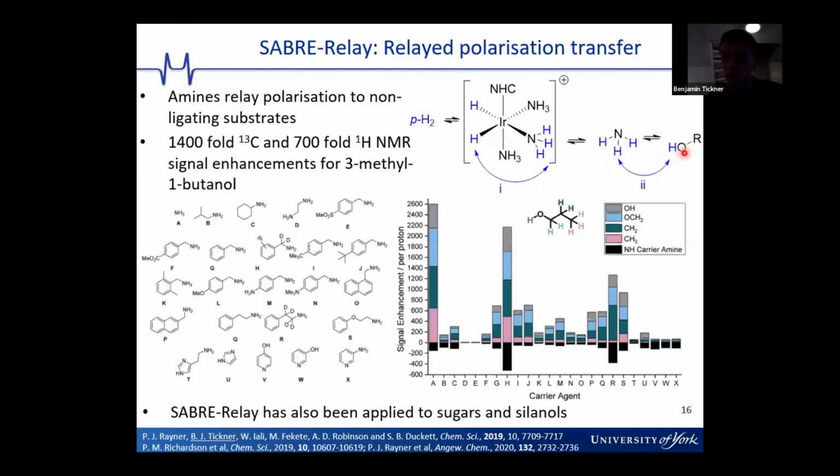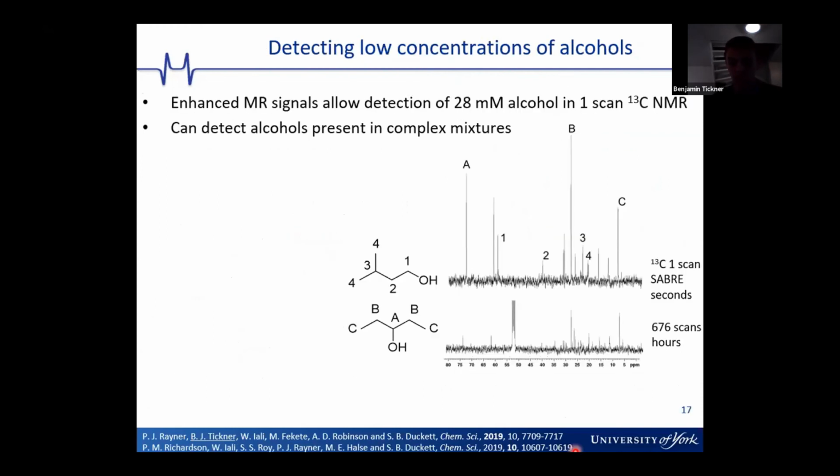So your alcohol can become polarized even though it isn't binding or interacting directly with your SABRE catalyst. And here is just an example of some of the signal gains we can get for propanol when we use each of these different amines as hyperpolarization carriers. So we've now applied SABRE-Relay also to a much wider range of molecules, including alcohols, sugars, and silanols, which you can read about in the references at the bottom of the slide.